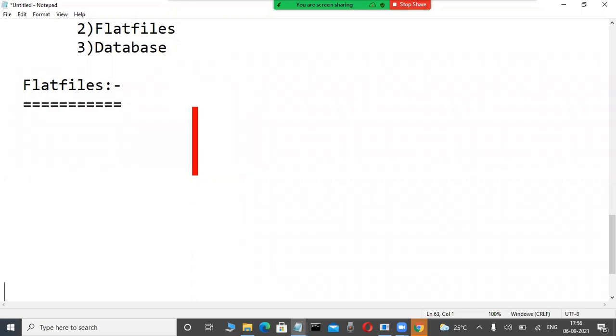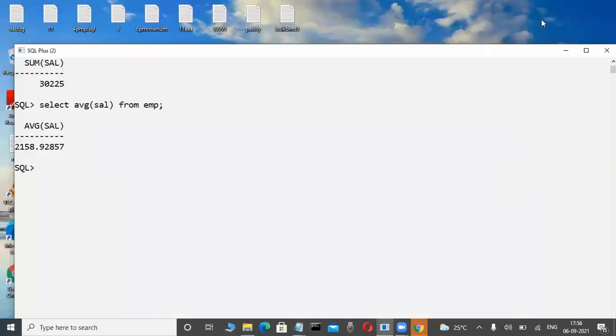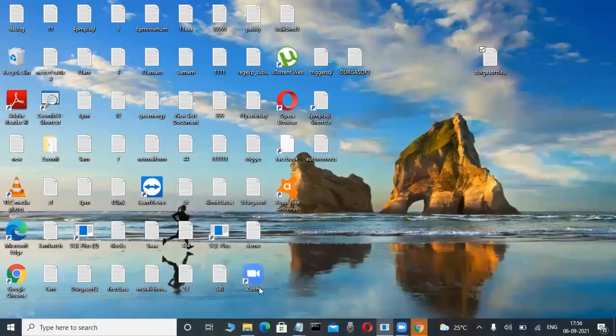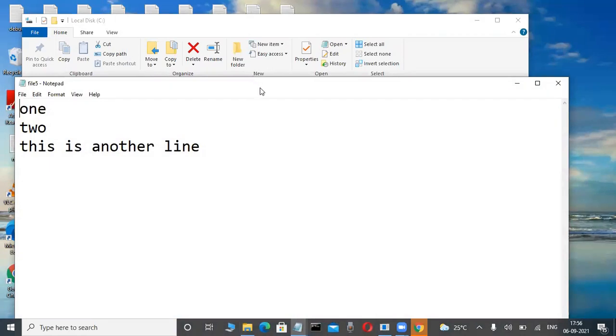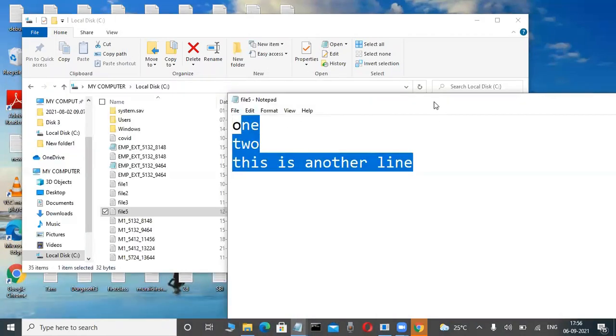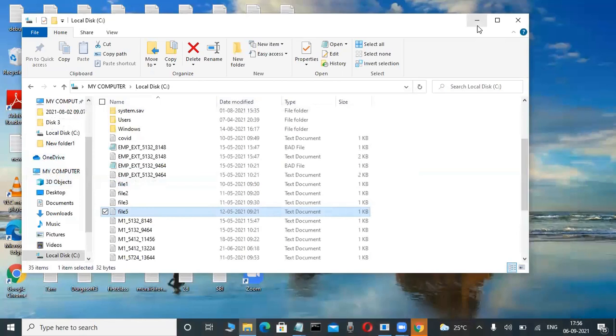Now check it out, and slowly concentrate here. This is an old-style concept only. Now observe here. Suppose today I want to store some data or information in C colon, D colon. I want to store some data or information like this. Here only I want to store the data. How can I do that?